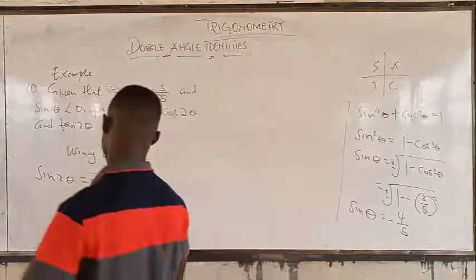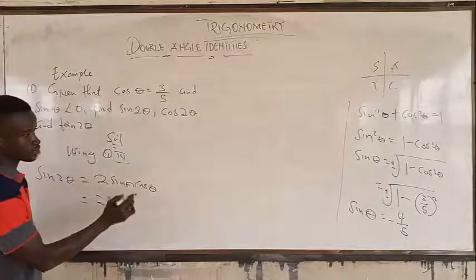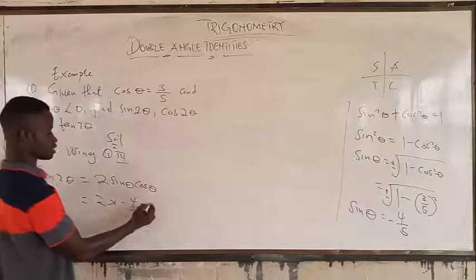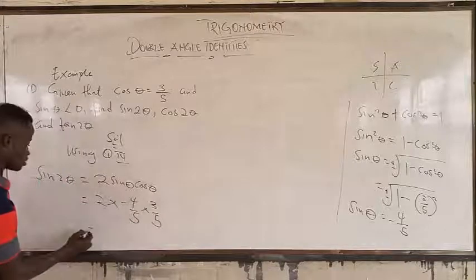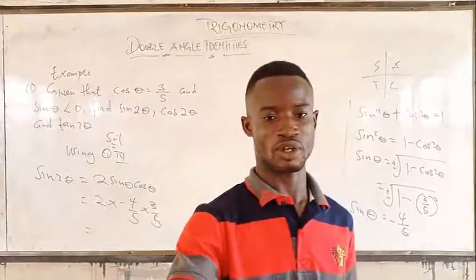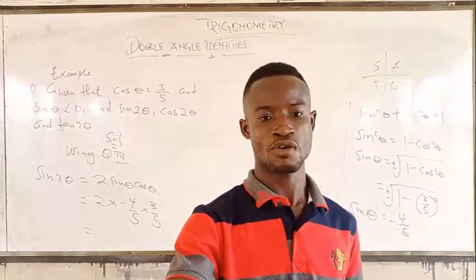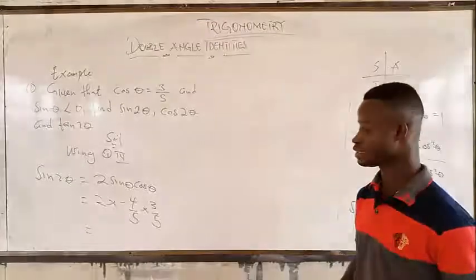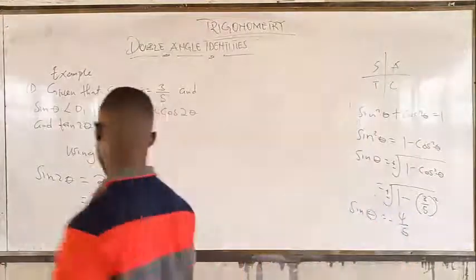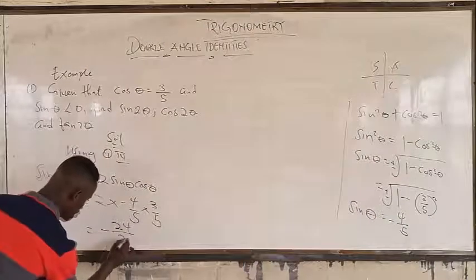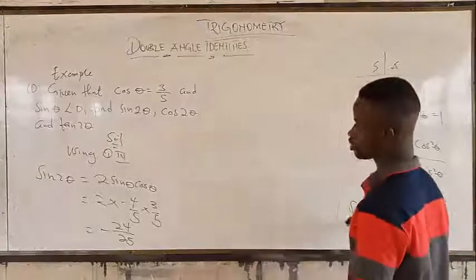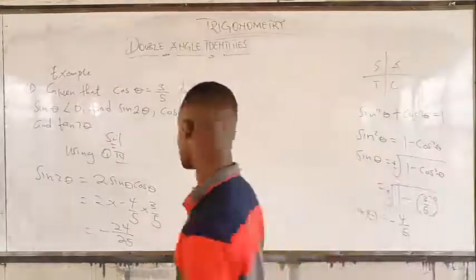So quickly, 2 times negative 4 over 5 times cos, which is 3 over 5. You can pause the video and continue the rest on your own. For sin 2 theta, we end up getting negative 24 over 25. Very good.